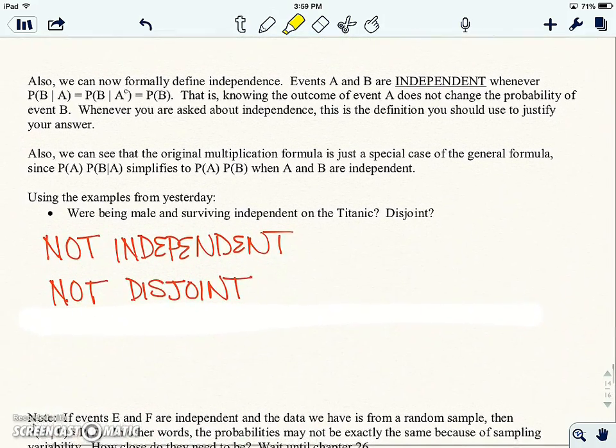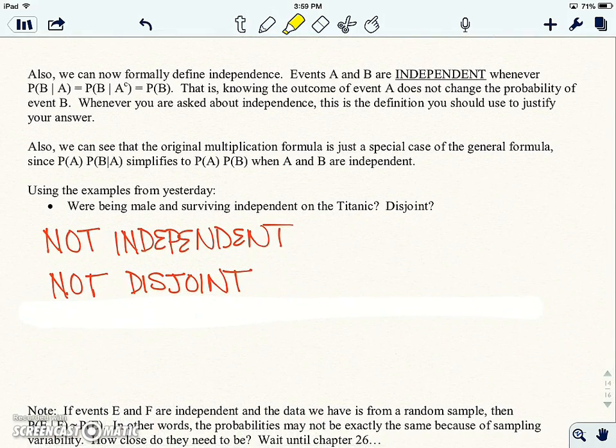Next thing. Also, we can now formally define independence. Events A and B are independent whenever the probability of B given A is the same as the probability of B given A complement, which is the same as the probability of B. That is, knowing the outcome of event A does not change the probability of event B. Whenever you are asked about independence, this is the definition you should use to justify your answer. Okay?